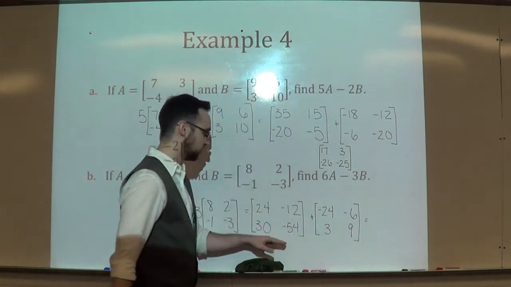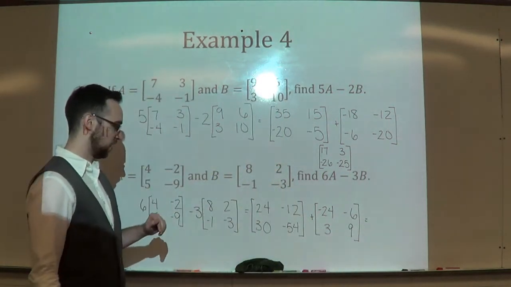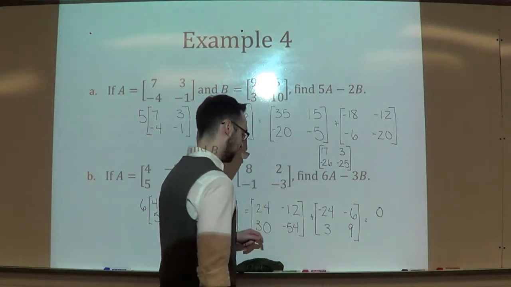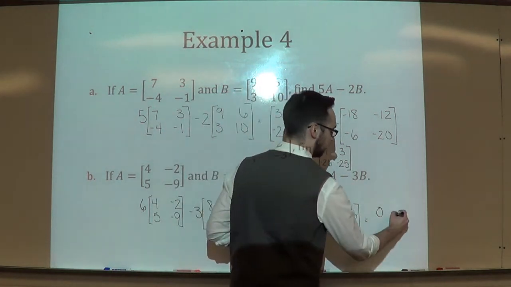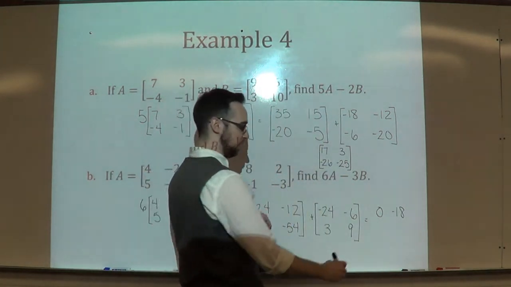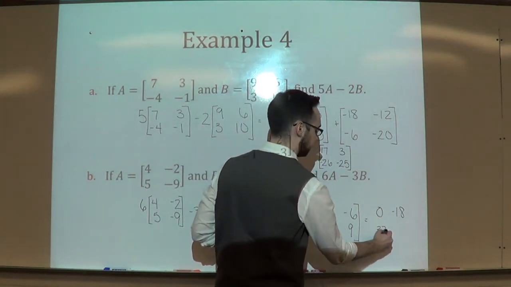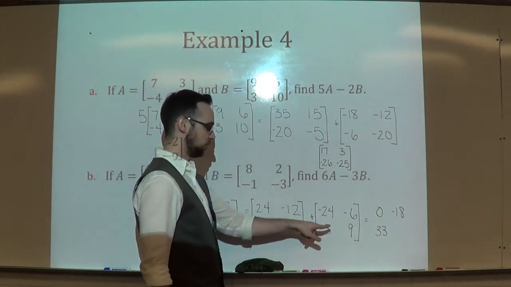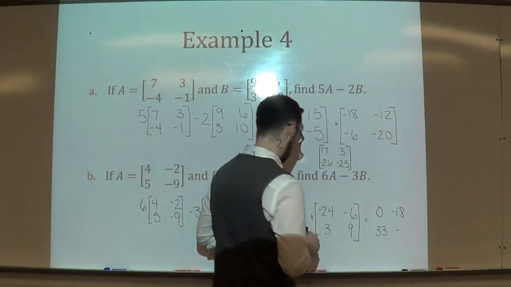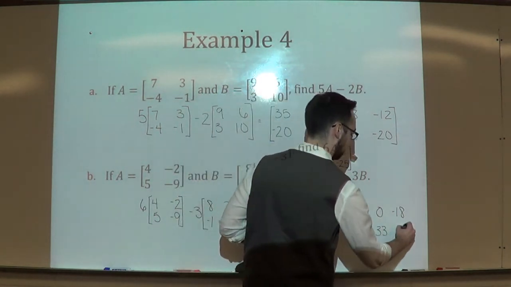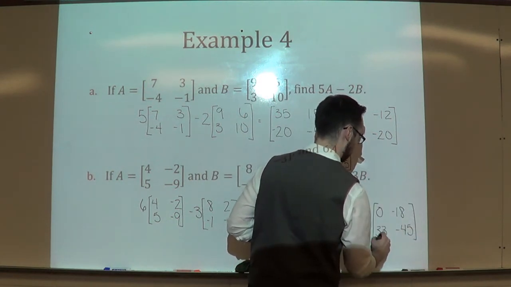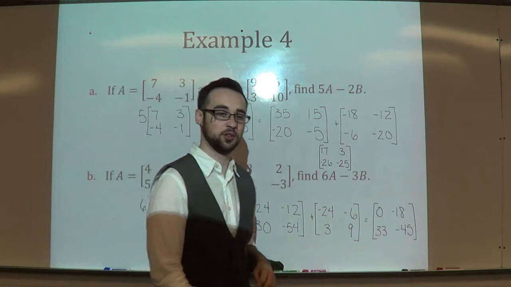Now, as long as your dimensions are both the same, you can add them. They are indeed the same, so we have 24 and -24 is going to be a 0. -12 and a -6 is a -18. 30 and 3 is a +33. -54 and 9 is a -45. And that would be your solution matrix.